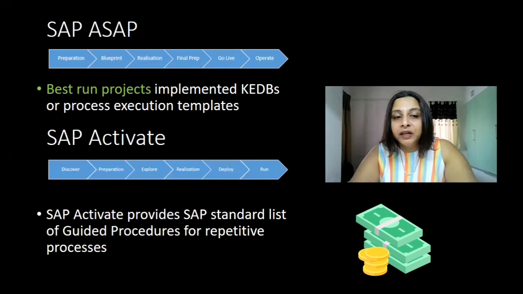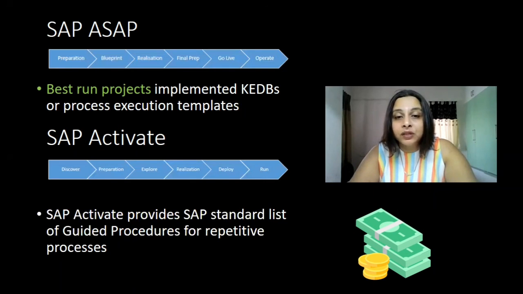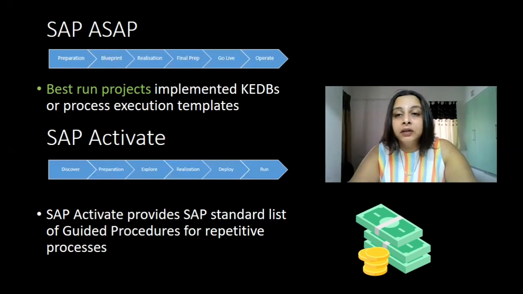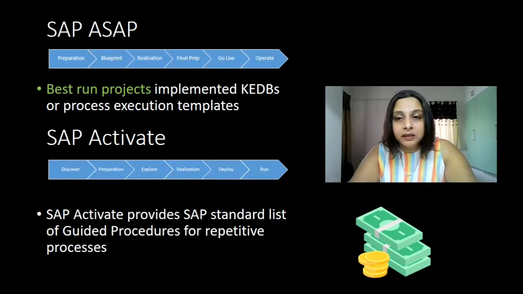Now, what SAP Activate has done is it has come up with guided procedures. Basically, it is a SAP standard list of these KEDBs or repetitive processes, which either can be automated, or they have given the step-by-step explanation of how these guided procedures can be implemented. If you are using Solman, you can also monitor the usage of these guided procedures on a daily basis. So by implementing these KEDBs or using these guided procedures, you reduce the chances of defects and hence deliver the quality or premium product to the customer.